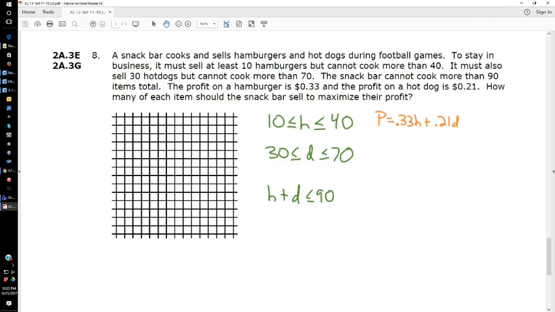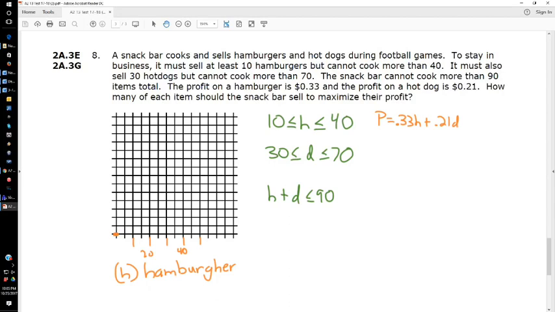Okay, so let's go ahead and do this. Let's make this 0, 0, and we'll count by tens. 10, 20, 30, 40. We'll make this our hamburgers. We'll spell it like the Germans: B-U-R-G-H-E-R. And we'll spell the left side like the French.